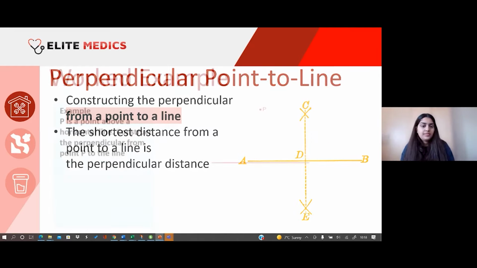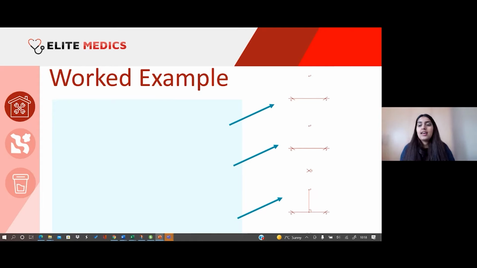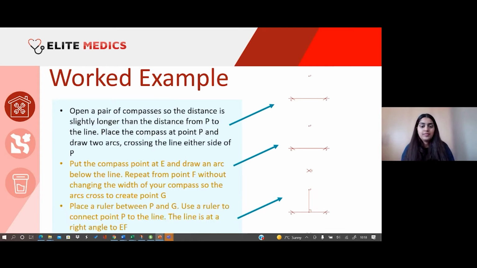Okay, so we're going to be constructing a perpendicular line from P to our red line, which we have on our screen. You can see here that first of all, we start off by opening your pair of compasses. So again, pull them out, put a pencil in. I'm just going to give you a couple of seconds if you haven't done so already. Okay, so hopefully that should be enough time.